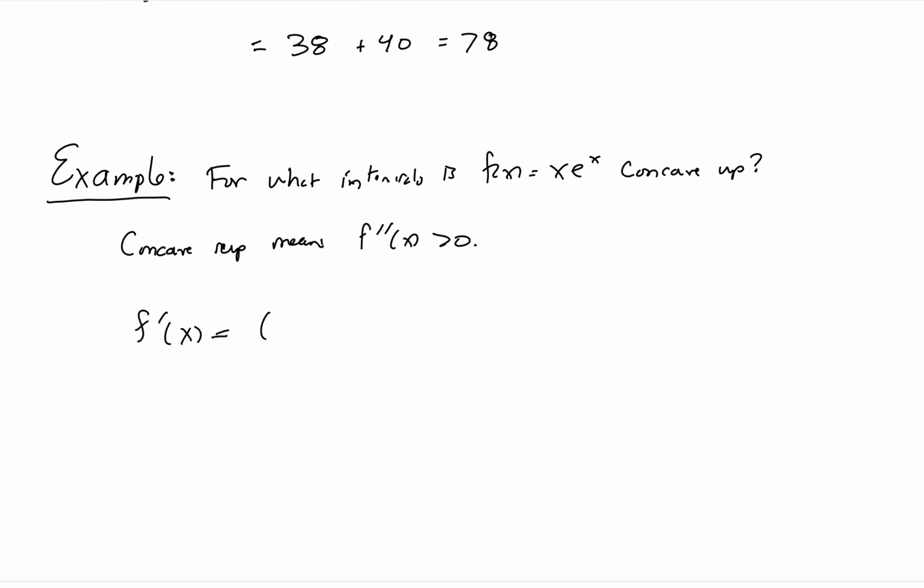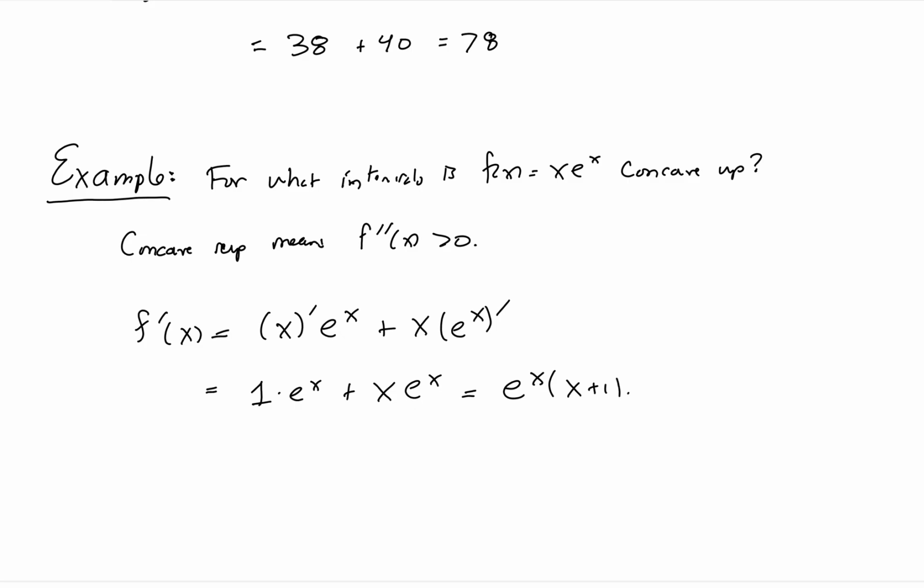So we use product rule, so it's going to be the first function times the derivative of the second plus the derivative of the first function times the second. So this is 1 times e to the x plus x times e to the x, which is e to the x times x plus 1.